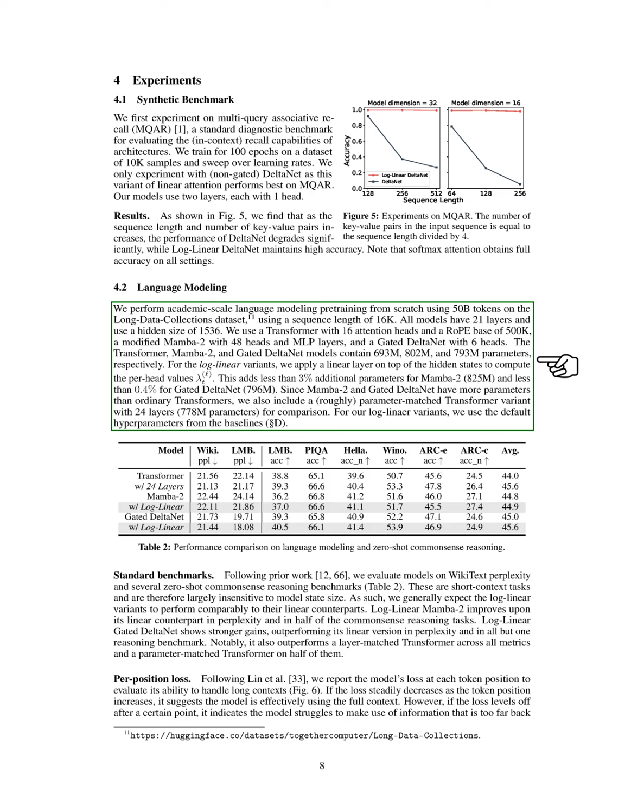The parameter counts for these models are 693 million for the transformer, 802 million for Mamba 2, and 793 million for Gated DeltaNet. For the log-linear variants, we add a linear layer on top of the hidden states to compute per-head values, which increases the parameters slightly for Mamba 2 and Gated DeltaNet. Since both Mamba 2 and Gated DeltaNet have more parameters than standard transformers, we also include a parameter-matched transformer variant with 24 layers for comparison.